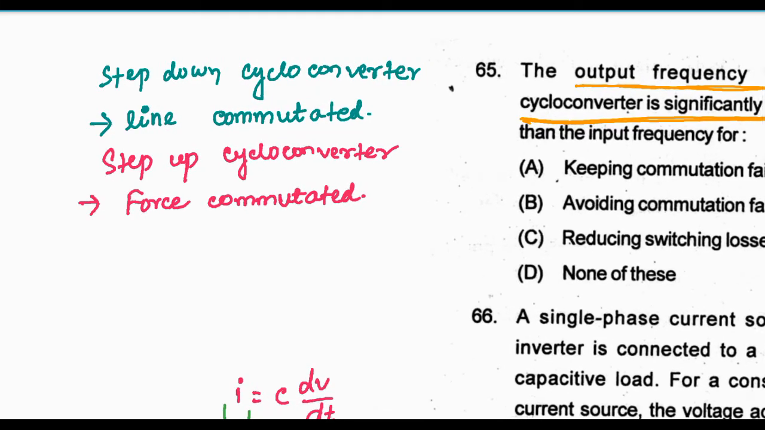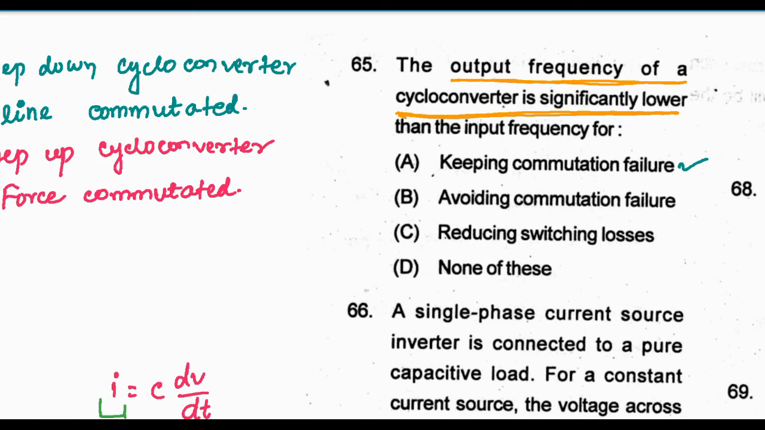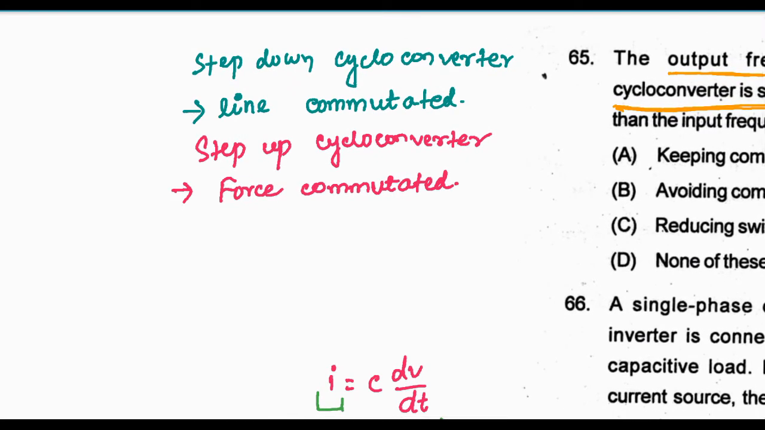So in the cycloconverter in which the output frequency is lower than that of the input frequency, this is called a step down cycloconverter. And in this step down cycloconverter, no post commutation or commutation circuit is used for SCRs. So we can say that this one is line commutated or normally commutated. But in the case of step up cycloconverters, that is, a cycloconverter in which the output frequency is higher than that of the input frequency, at that condition post commutation is required.